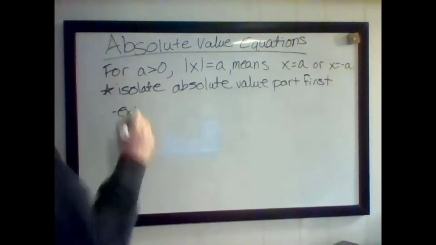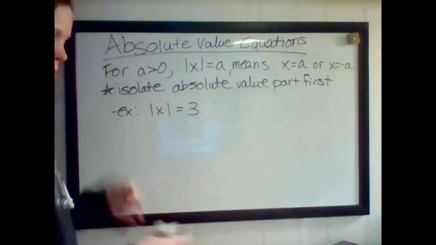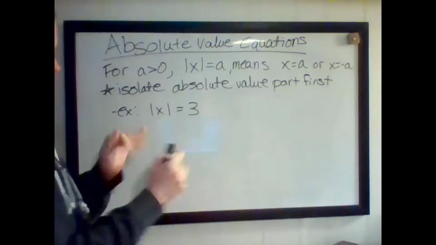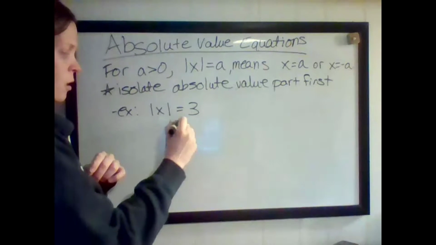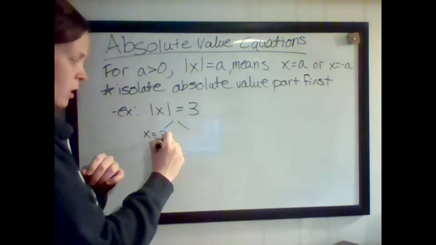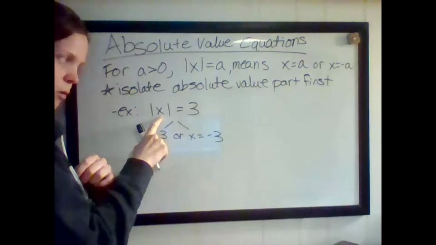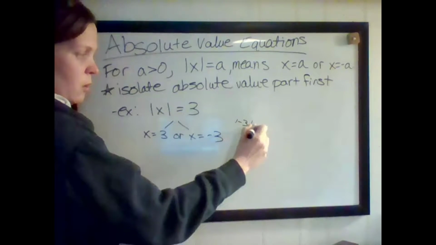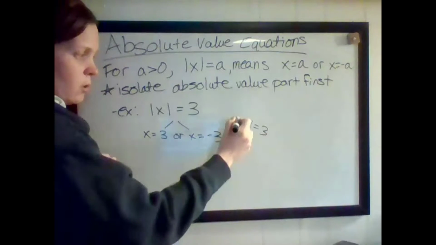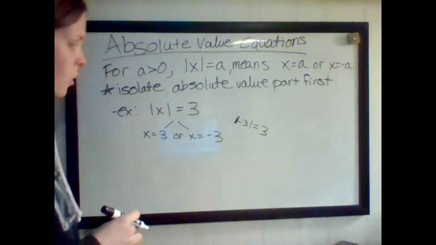Okay, so for example, if I have the absolute value of x equals 3, let's start with a really basic one to see that this makes sense. What's going to make this equation work? It works if x equals 3 or if x equals negative 3, because the absolute value of 3 is 3, and the absolute value of negative 3 also is 3. So both of them work, and we get two different answers.